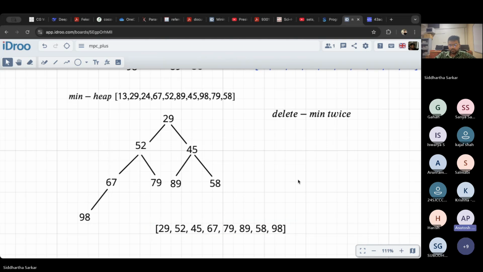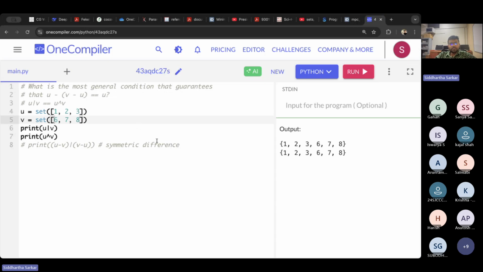In the set, only two functions are there, the union and symmetric difference. Is there any other? Other things are also there. Intersection is also there. We'll do certain things. So see, this is normal difference, V minus U. This is union. This is a nice question. So this is union. This is symmetric difference.